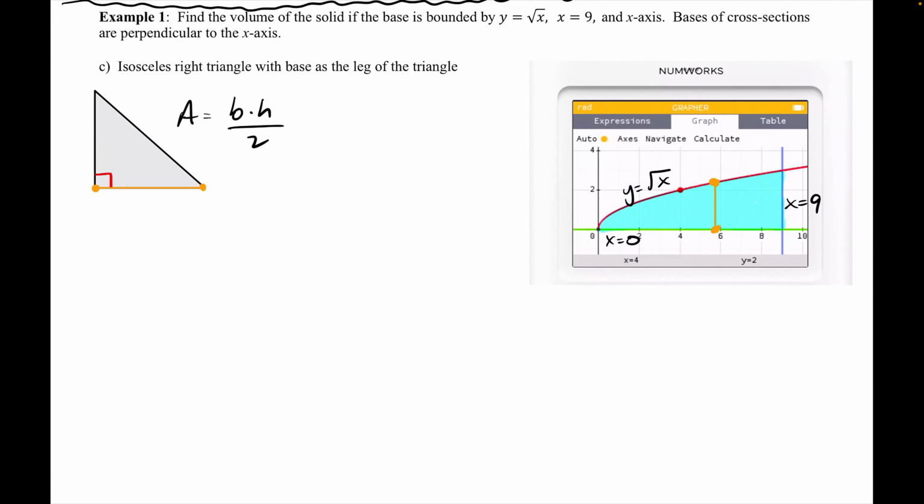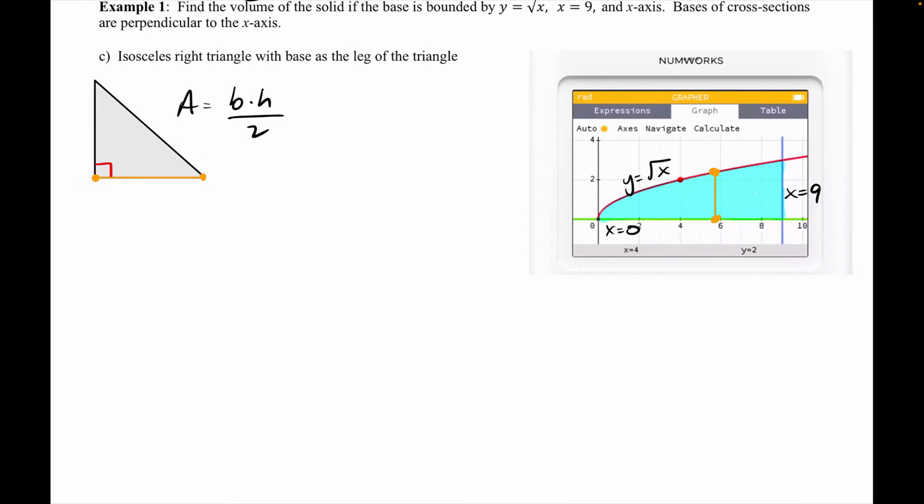So can it just be base squared? It could be base squared, it could be x squared. If you call this side x, then it would just be x squared, right? So either way you want to think of it, go for it. So volume equals the integral of dx, because it's perpendicular. Bounds are the same because it's the same graph and it's dx, right? 0 to 9.